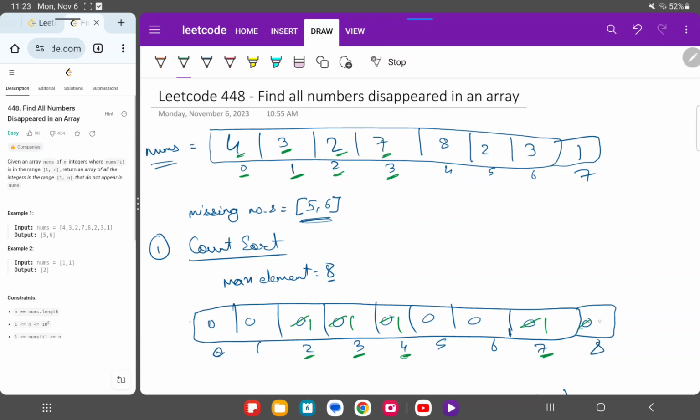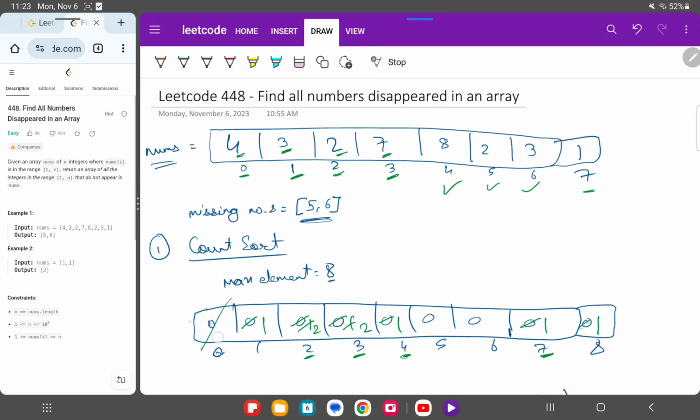For i equal to 8, the new index would be 8. The value there will be 1. So this is done. 5 and 6 are already encountered, so we can just increment these values by 1, whatever the value there is, and for the last value, we have 1, so we go to index 1 and increment the value there by 1.